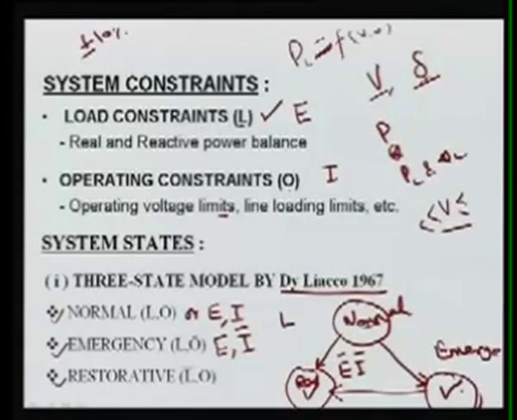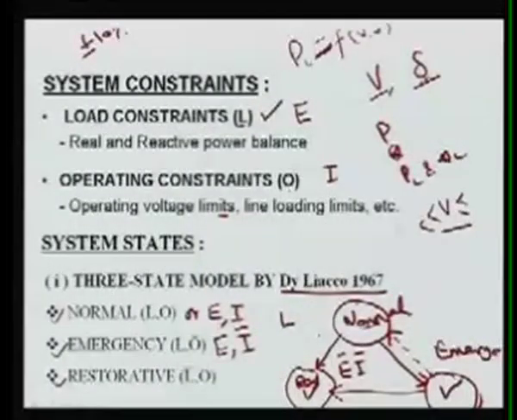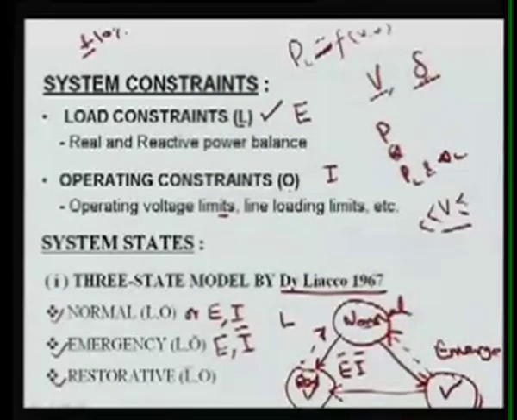But there may be a possibility that after that contingency your system goes into the emergency state, then we have to apply some emergency control so that we can bring our power system back to the normal state. Similarly, if your system falls into the restorative state, then we have to use some measures, which may be preventive or corrective, so that we can bring our system from the restorative to the normal state. So Dy Liacco gave the first concept of the power system state.